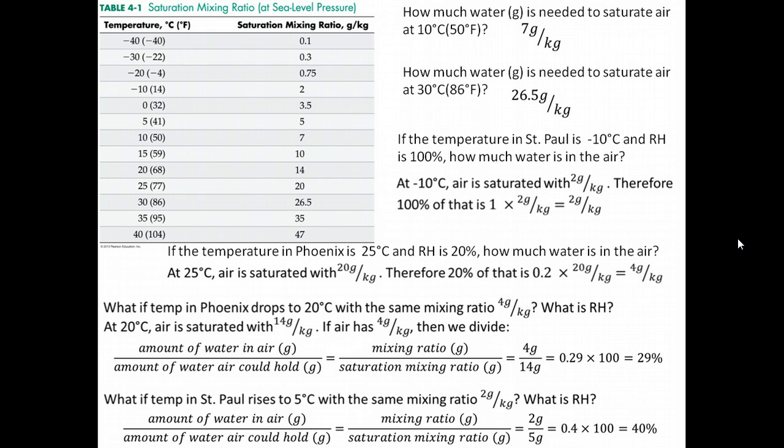And so thereby we can get the relative humidity by knowing the temperature and the mixing ratio, which is another way of saying the amount of water in the air.